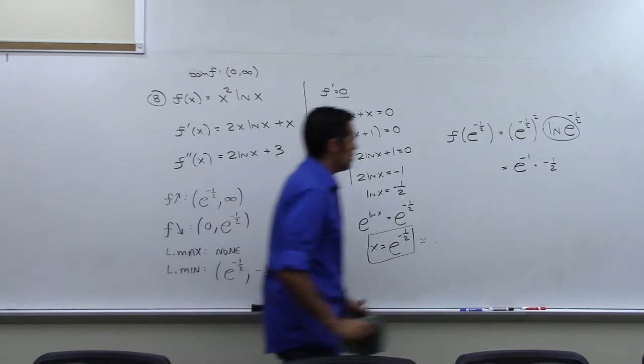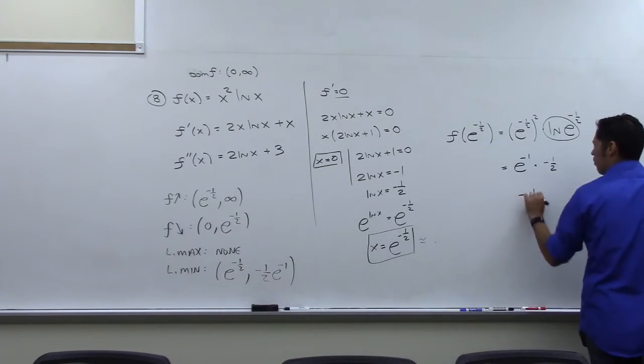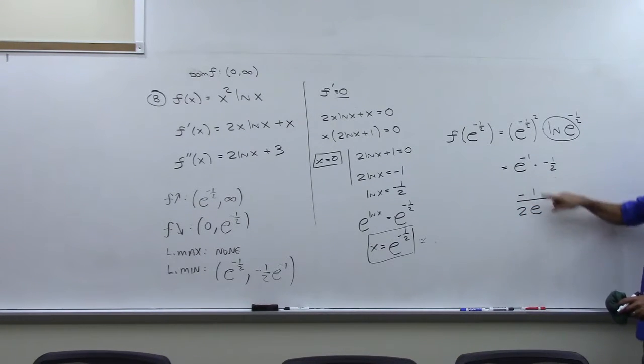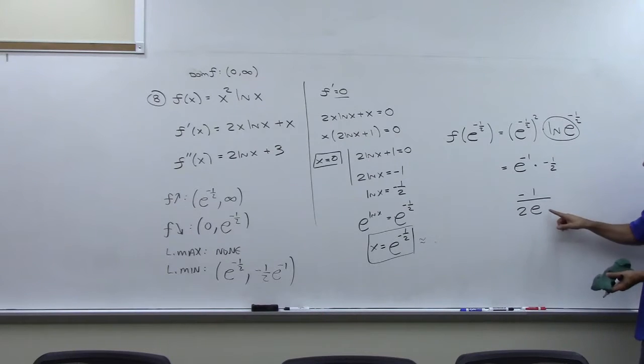That works. You could also write it this way: negative 1 over 2e. Because that's really 1 over e, and the e would drop down with the 2. Either way, I like this. This is kind of clean. But that's our local minimum.